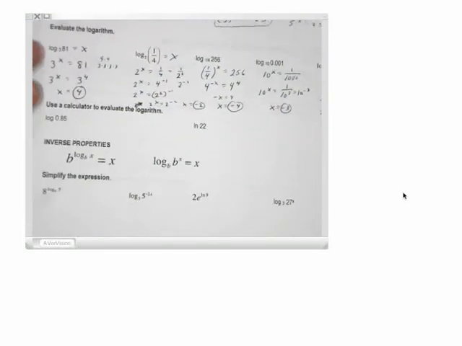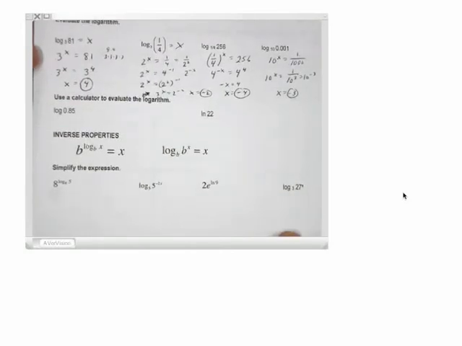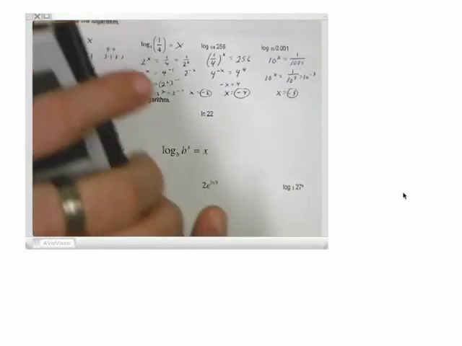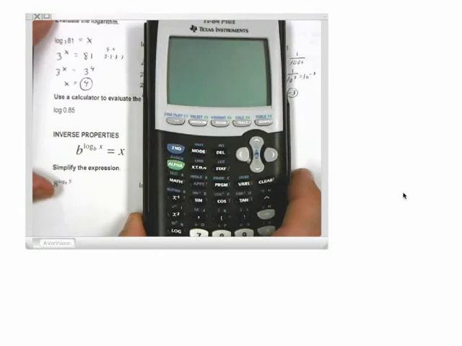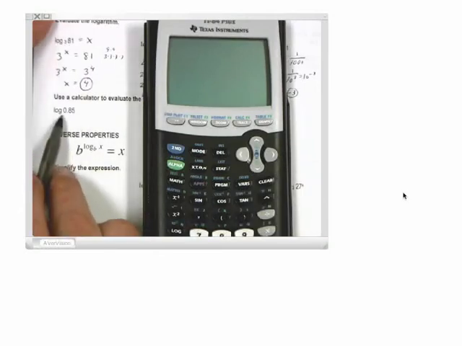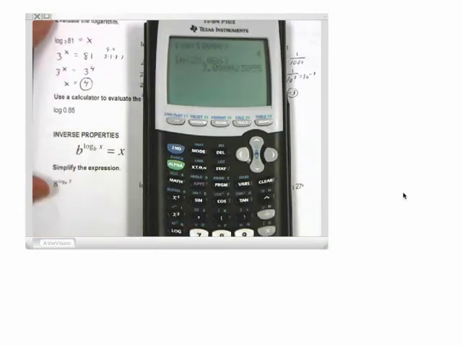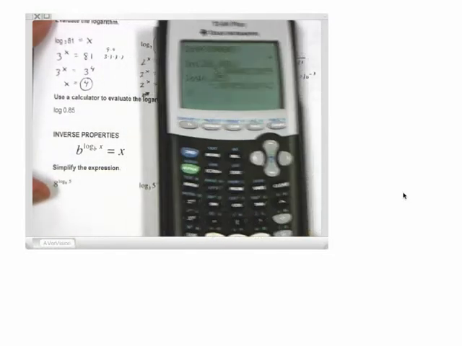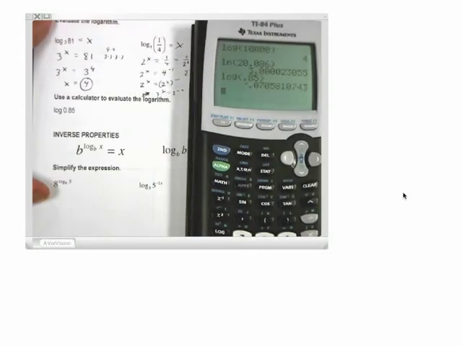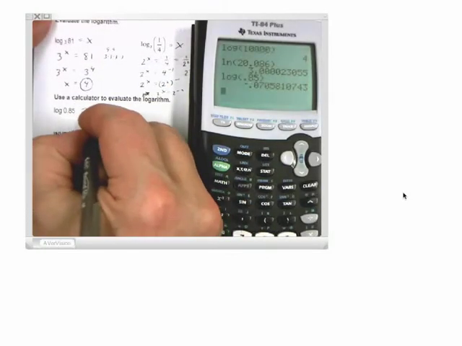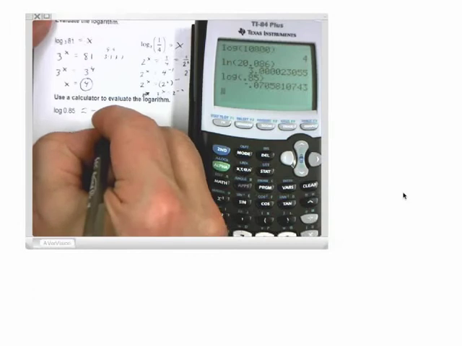Okay, then they're going to ask us to do some on the calculator. So for these, I'm literally going to type it into the calculator. So we have log of 0.85. And remember, there's no base written, so it's assumed to be base 10. So on my calculator, I'm just going to simply do the log of 0.85. Okay. And let's go out to about 3 decimal places on those. So that's approximately negative 0.071.